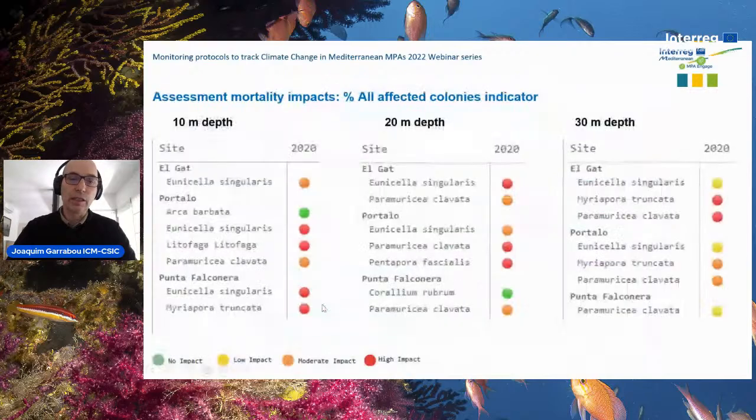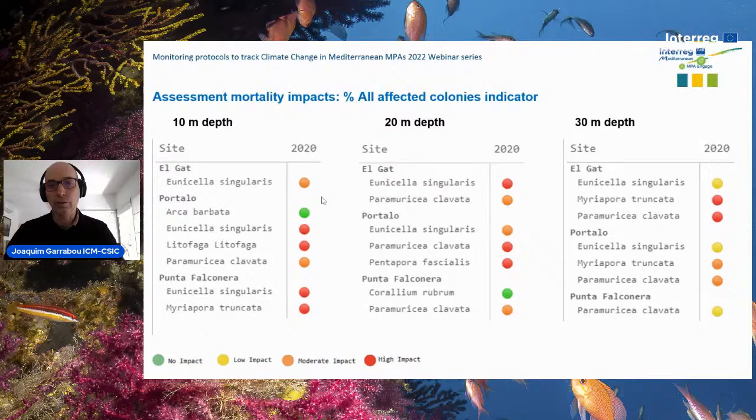And of course, this is just an example, but you can go to the level of the different species that have been monitored. So this was overall for this set of layers, but we can go to the level of the species and the level of the site, and we can have different levels of impact of these populations. This can help the MPAs identify, for instance, if we need to put more attention on some specific species or some specific areas within the marine protected area to implement different regulations.